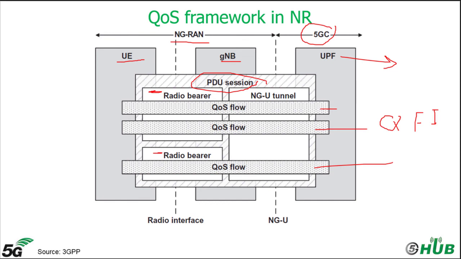So there are many differences between quality of service handling in 4G and quality of service handling in 5G. And thanks to the user plane, the new protocol is the SDAP in 5G.